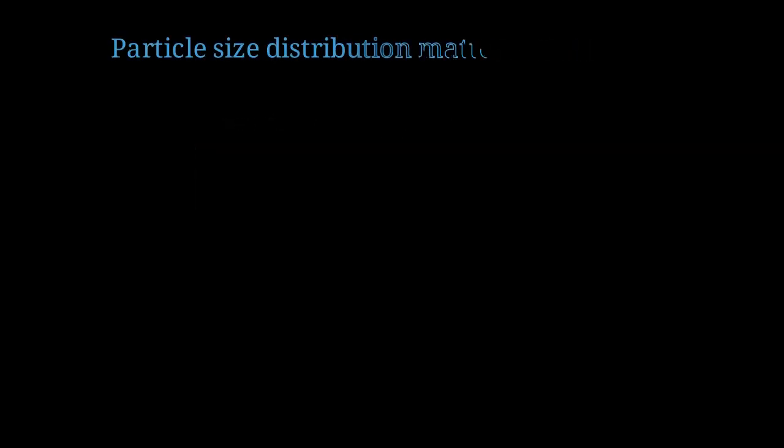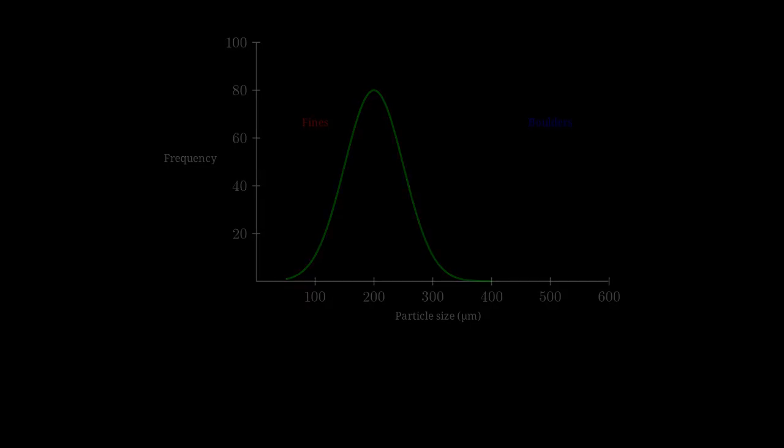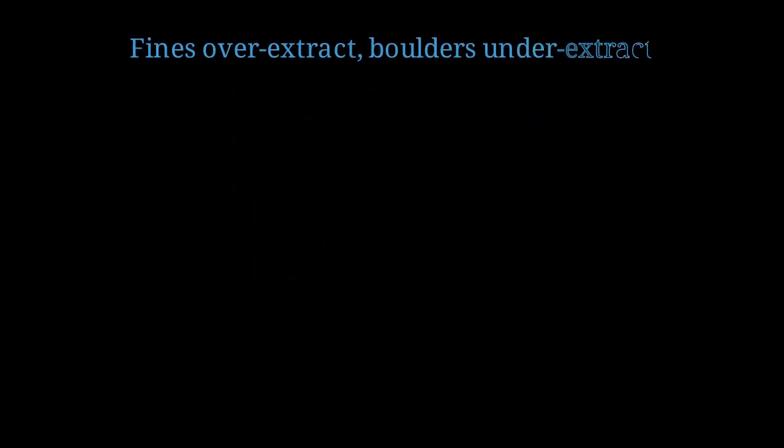Real grinders don't produce uniform particles. They create a distribution of sizes, and this has important consequences. A typical grind has a distribution centered around 200 micrometers, but with tails extending to very fine particles called fines and large particles called boulders. The fines, being very small, over-extract quickly and contribute excessive bitterness. The boulders under-extract and waste potential.